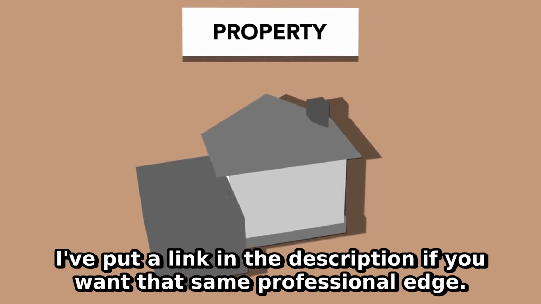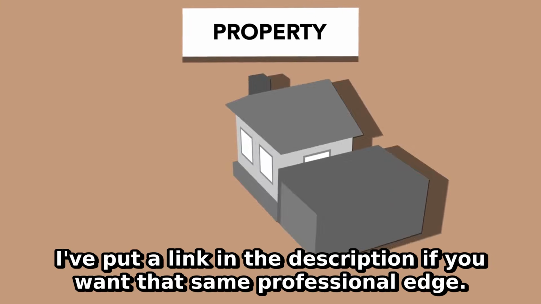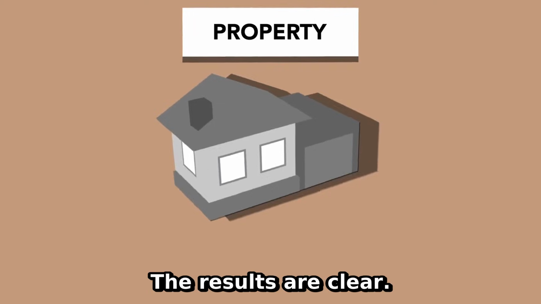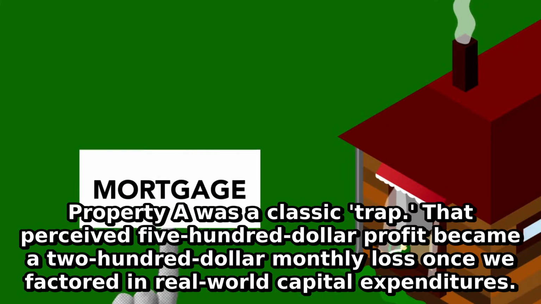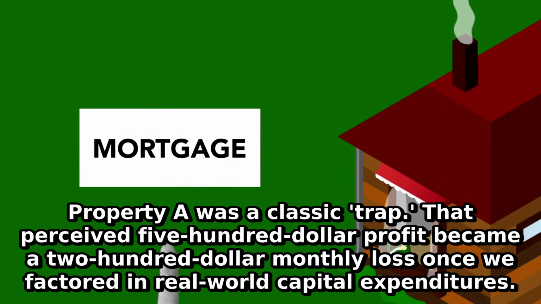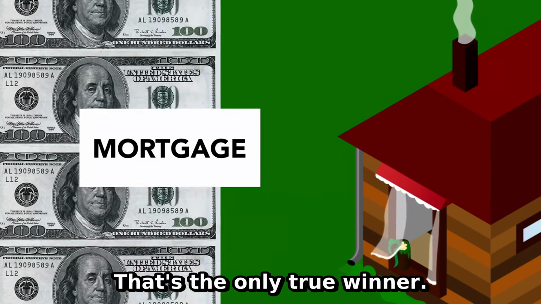The results are clear. Property A was a classic trap. That perceived $500 profit became a $200 monthly loss once we factored in real-world capital expenditures. Property C. That's the only true winner.